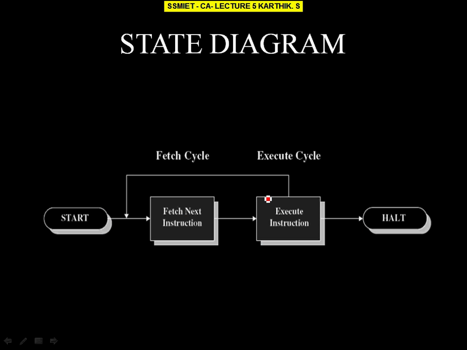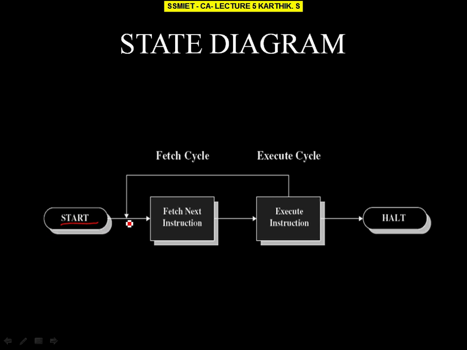So this state diagram shows a simple pictorial representation of the basic operations of a computer. In the previous slides we had discussed the basic operations of a computer, and it is very clear now. The computer performs fetch, decode, execute and store operations. So this diagram will show you a simple representation of these operations. Now let us start with the start.